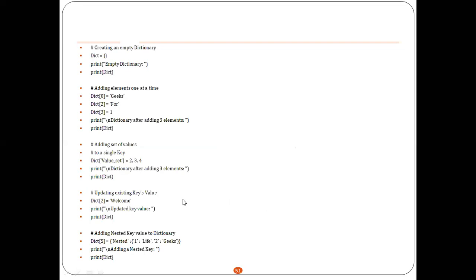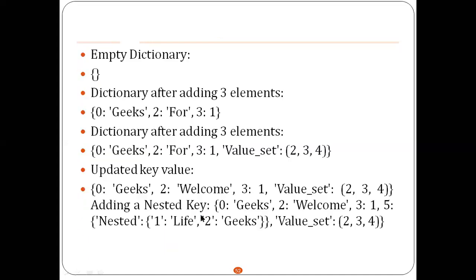Now come back to updating existing key values. Dictionary of 2, earlier it was 4, was changed to welcome. Updated key values: 0 is gigs, 2 is welcome instead of 4, 3 is 1, and value set is equal to 234. There is no change in these three values. Only there is a change in key 2, with the value welcome.